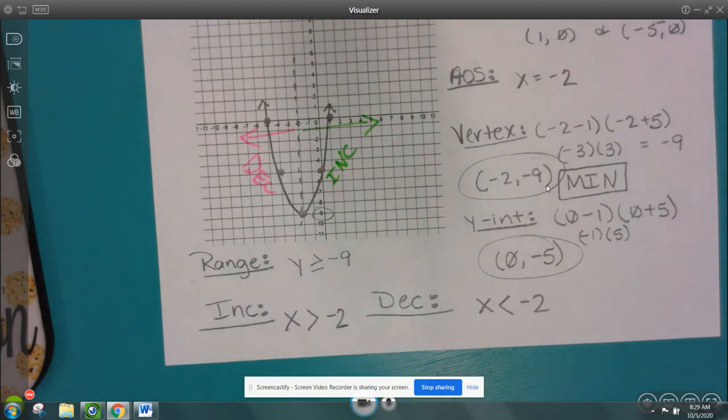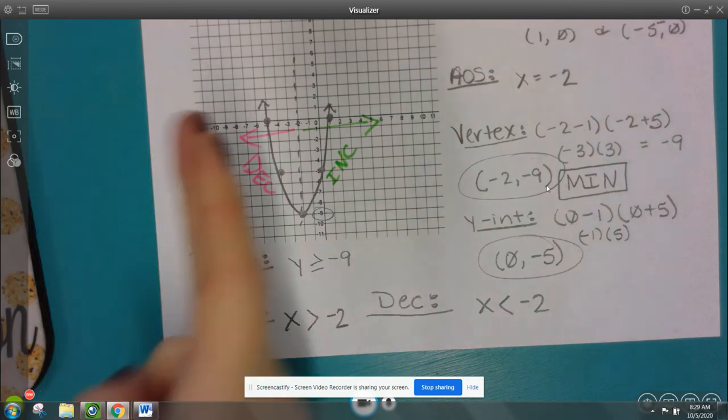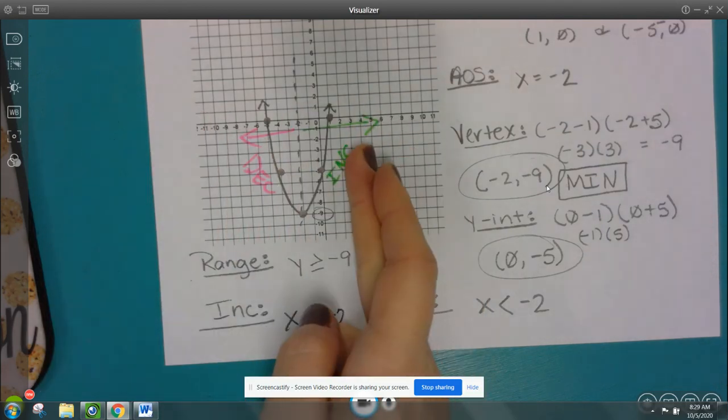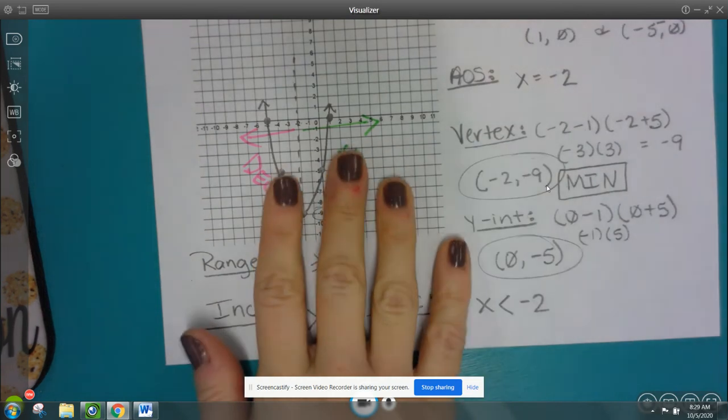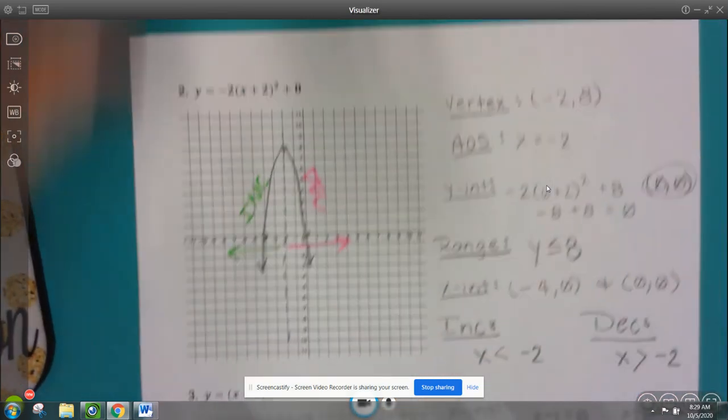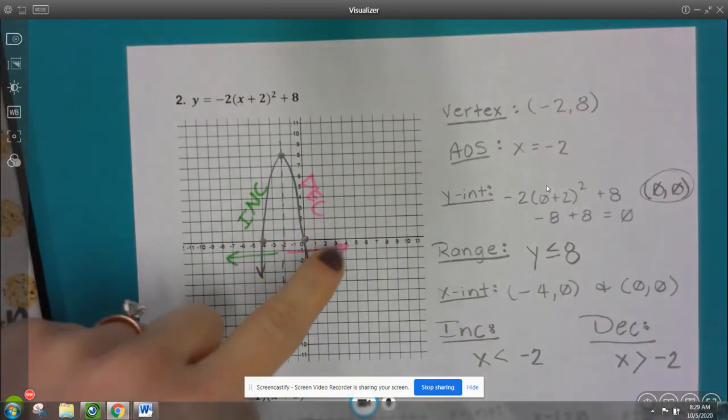So anytime I have a minimum, I always decrease first and then increase. Anytime I have a maximum, I increase first and decrease second.